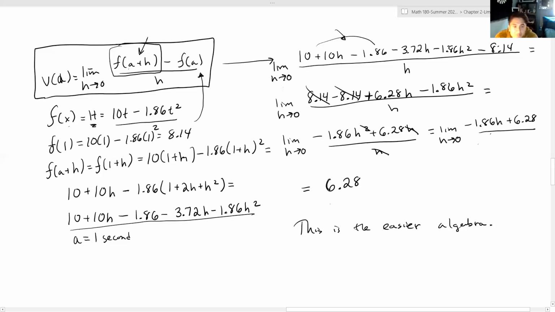Professor, I have a question. Yeah, what's up there? So I see where you got the 8.14 when you plugged in for the f of a. Yeah. So can you just explain the f of a plus h? Where exactly are you doing that on the page? Where's the work for that one? That's right here. Because a is 1, so it's f of 1 plus h. Right? So it's all of that work right there.